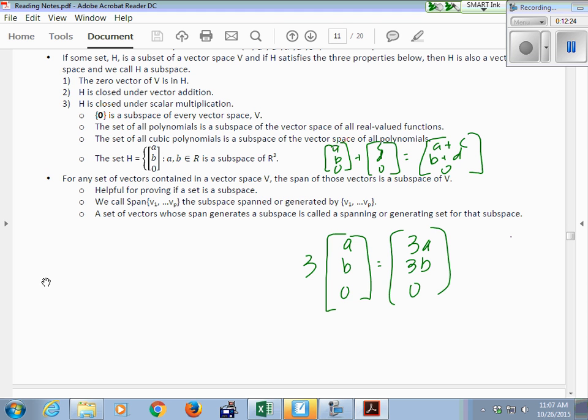For any set of vectors contained in a vector space V, the span of those vectors is a subspace of V. So you can always make a subspace. If you know there are two vectors in your vector space and you take their span, you get a subspace. This is helpful for proving if a set is a subspace. We call the span of the vectors the subspace spanned or generated by the vectors. And a set of vectors whose span generates a subspace is called a spanning or generating set.